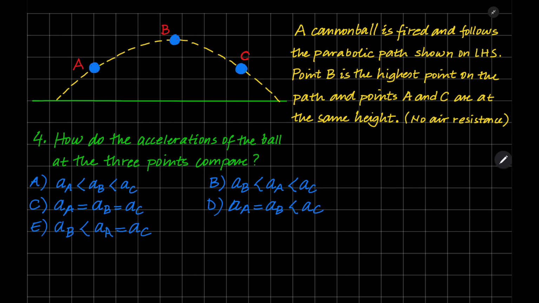Question 4. How do the accelerations of the ball at the 3 points compare? Since only the gravitational acceleration acts on the cannonball, accelerations at points A, B and C must be equal.